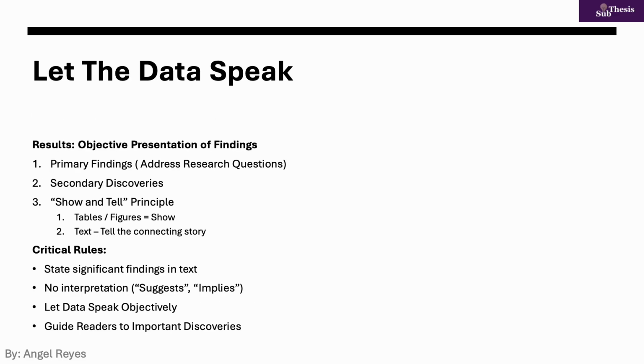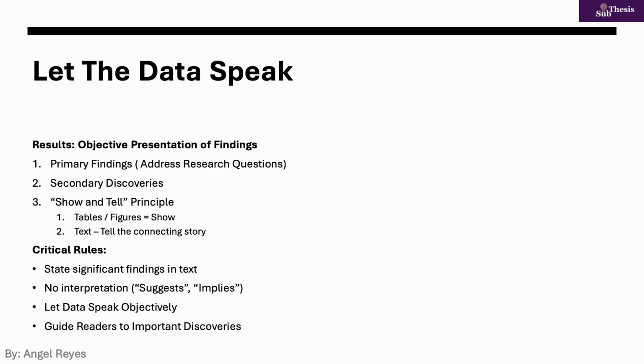The results section has one job: present your findings objectively. But objectivity doesn't mean boring. This is where your data tells its story. Start with your primary findings, those directly addressing your research questions. Then move to secondary discoveries. Use the show and tell principle. Figures and tables show. Text tells the story connecting them.